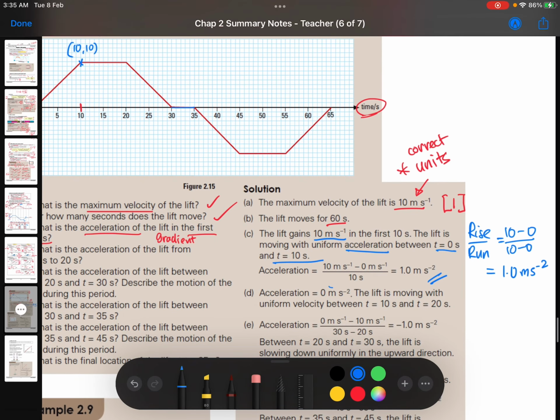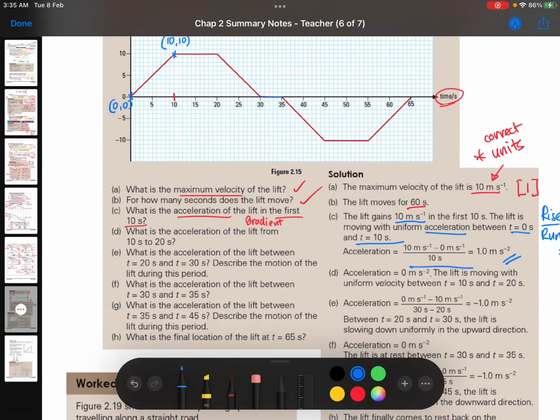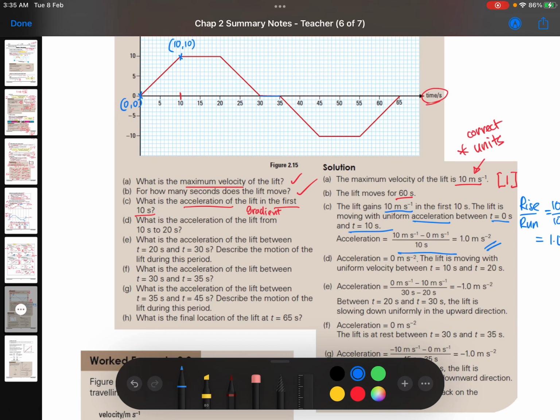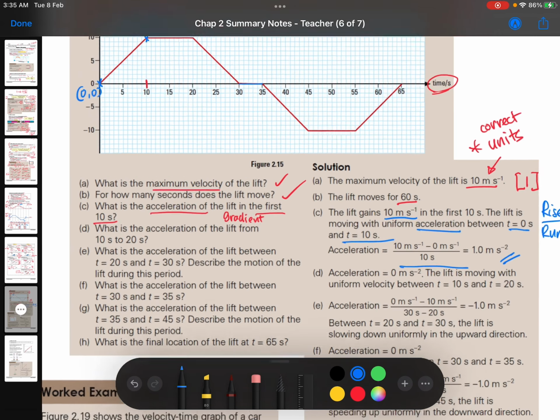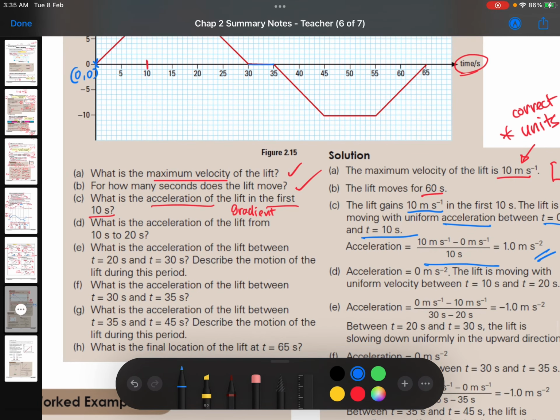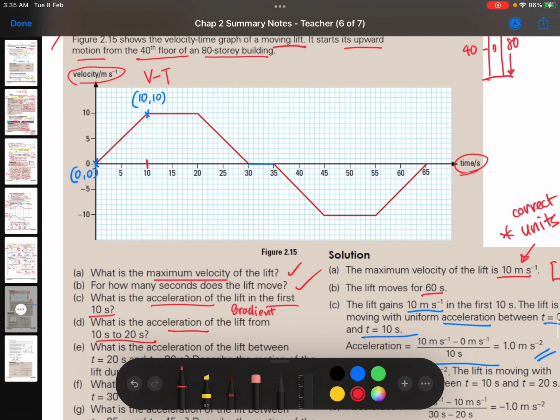I hope you have learned this. If you have not learned this, you have to really learn it now, because you probably will be using it sometime next week. I'm not saying that this will be the question that will come out, right? Okay, now the next question is this. What is the acceleration of the lift from 10 to 20 seconds? Now look, 10 to 20 seconds is here.